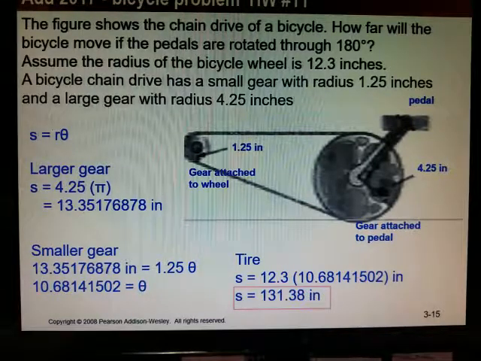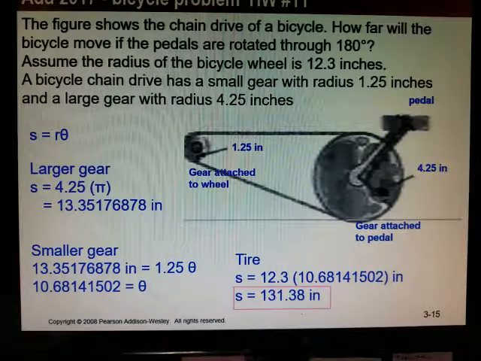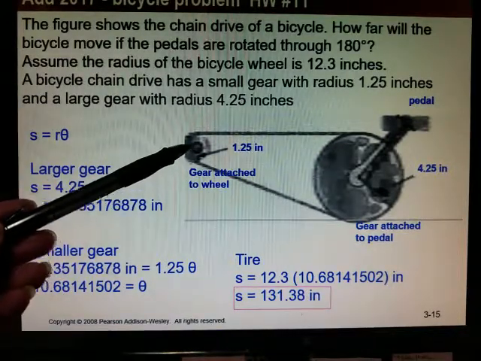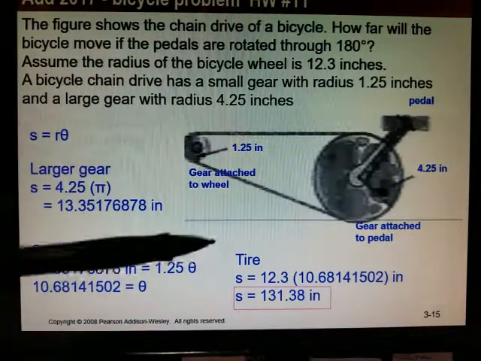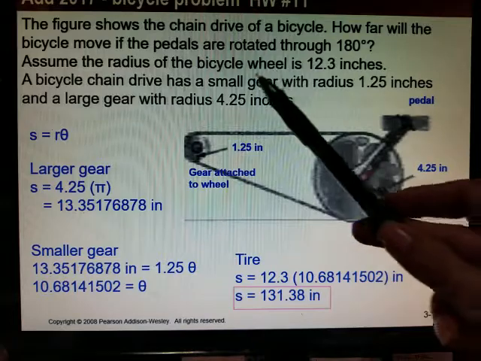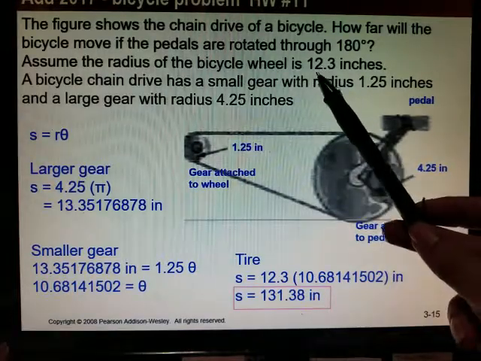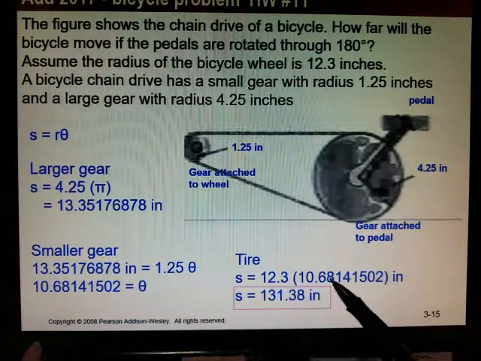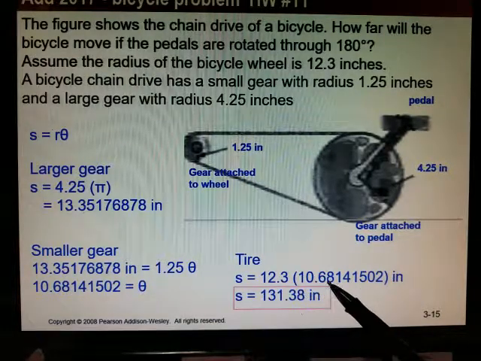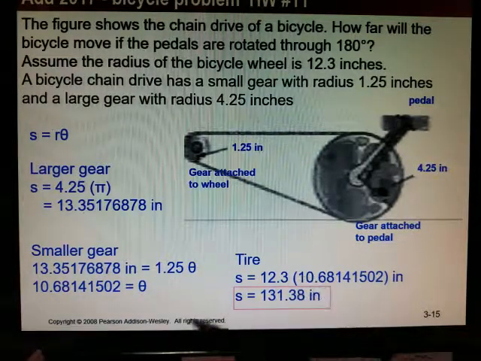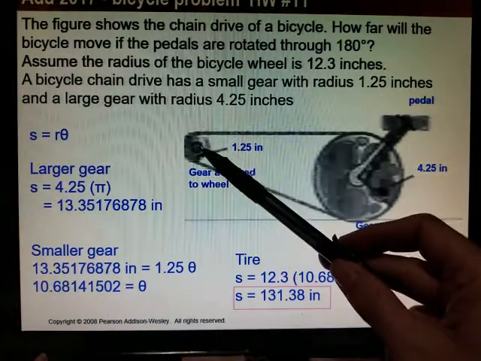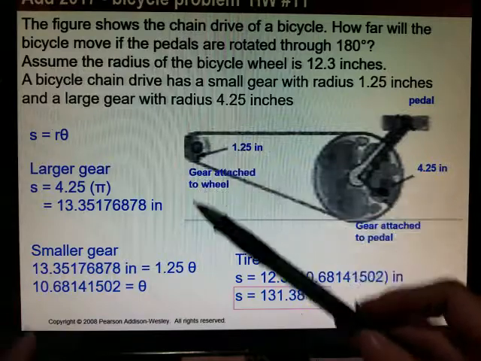Now it asks me the tire. How far has the tire gone? You've got to remember the tire is attached to this. The tire is attached to that right there. So we were told the bicycle wheel had a radius of 12.3. So there's its radius, and there's the radian measures it's traveling through. So there's the R and the theta for the tire. So the theta for the small gear equals the theta for the tire because these two are hooked together and both rotating at the same radian measure.